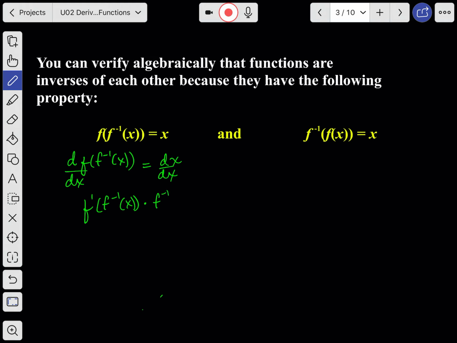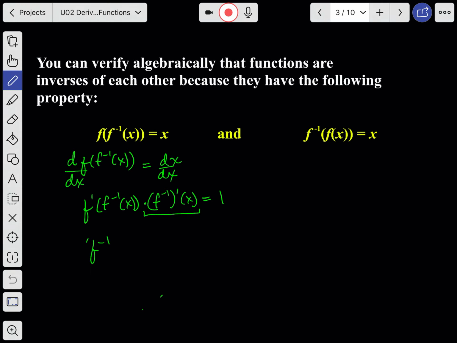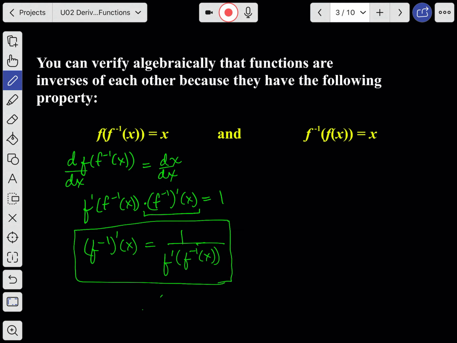So it's going to be f inverse prime of f of x, times f prime of x. And the derivative of x with respect to x is just 1. All right, so this factor is the derivative of the inverse. That's what we want to solve for. So if we divide both sides by all of this stuff, we'll be left with f inverse prime of x is equal to 1 over f prime of f inverse of x. All right, there's the formula that we're going to use. Looks a little complicated. It's really not too bad.